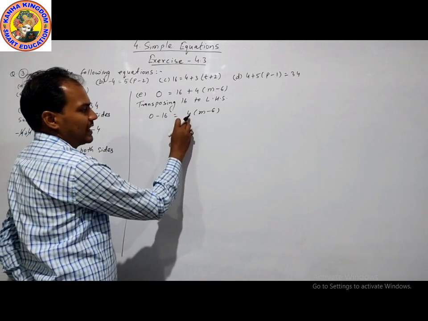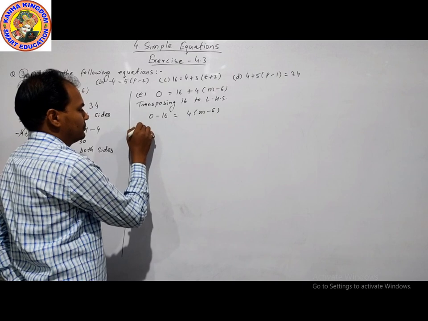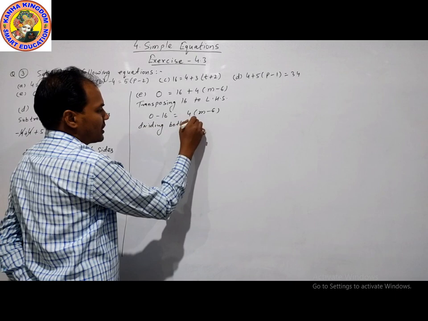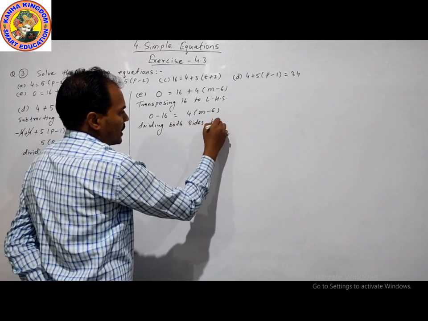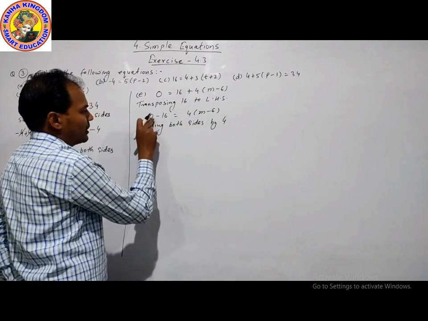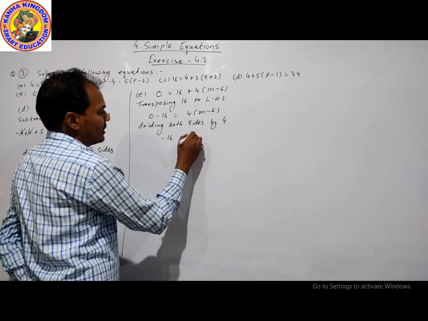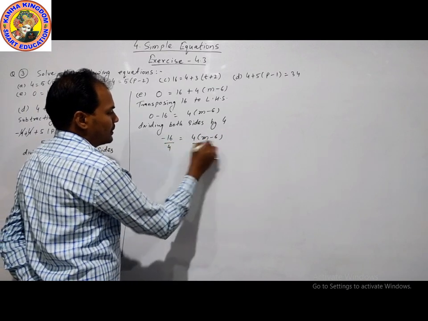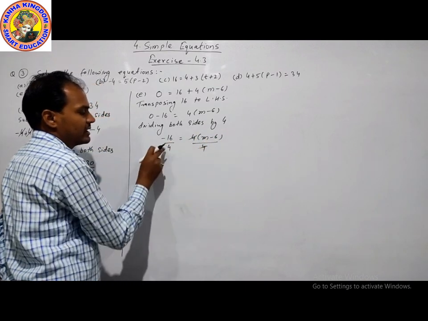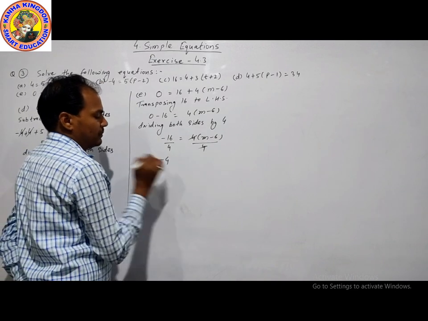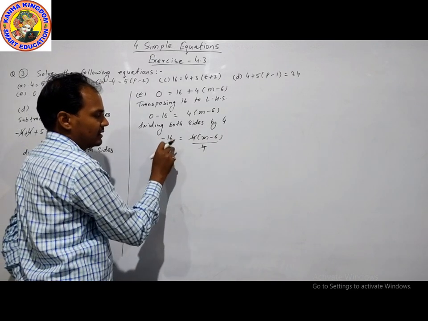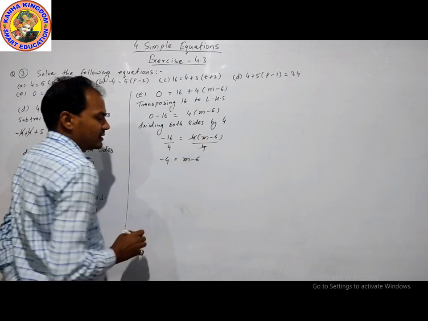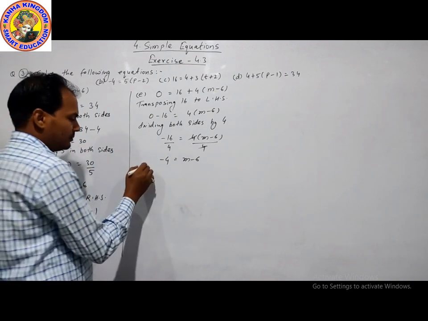Now here is multiply by 4, so we will divide by 4 on both sides. Here is minus 16, here is 4 into (m minus 6). Divide by 4, divide by 4. 4 and 4 can cancel. Here we can divide 16 by 4. This is minus, then dividing 4. M minus 6. Then transpose 6.